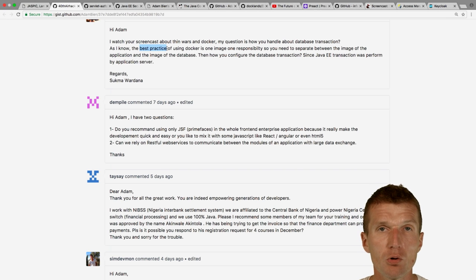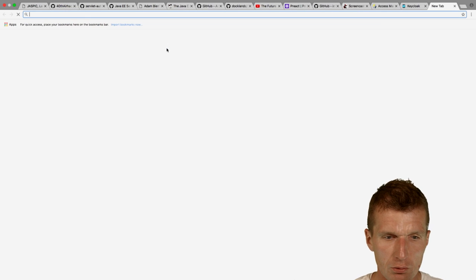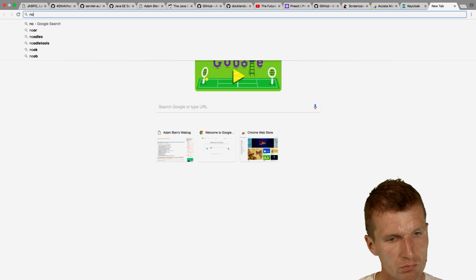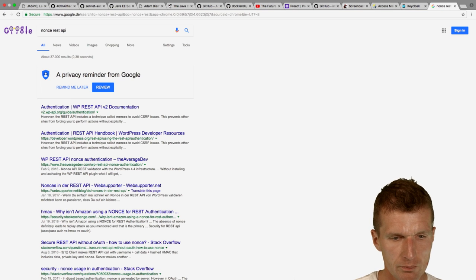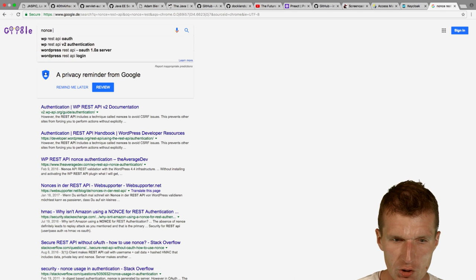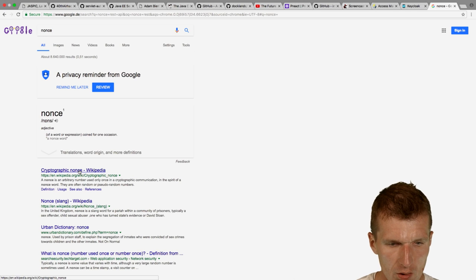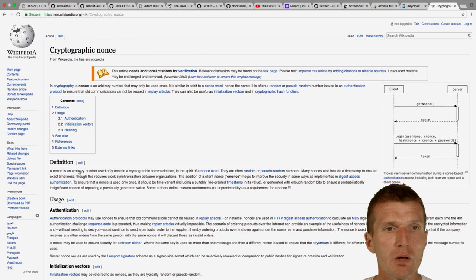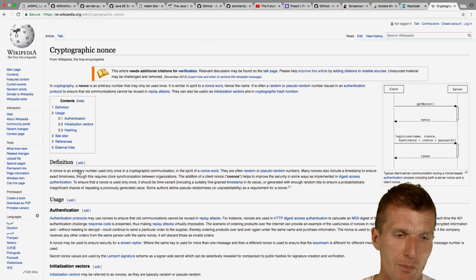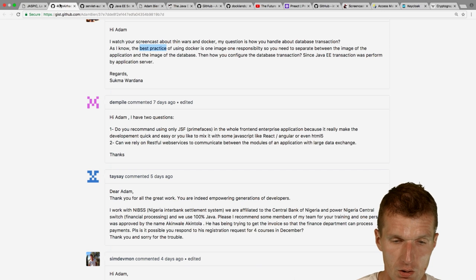The only problem is, of course, POST, because it is not idempotent, but you can construct something. Take a look at nonce. Nonce means random number. What you could do is create a nonce, or random number, attach it to the request, and the server would remember this number, and if it occurs again, it would just drop the request. So something like this could work.